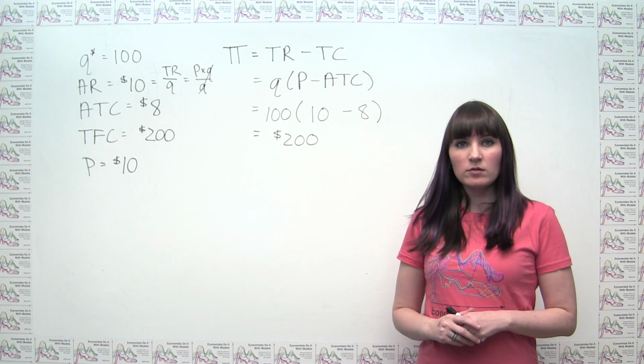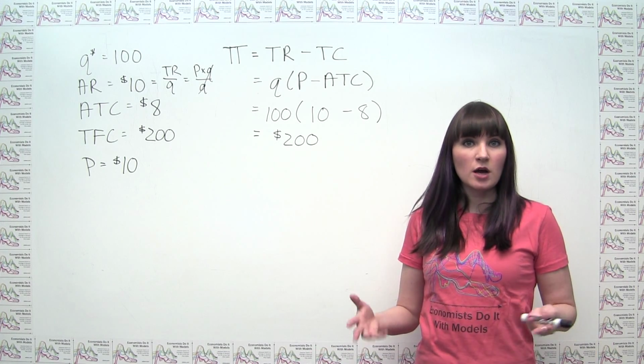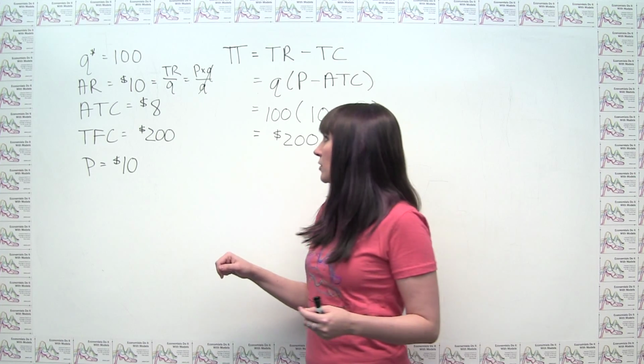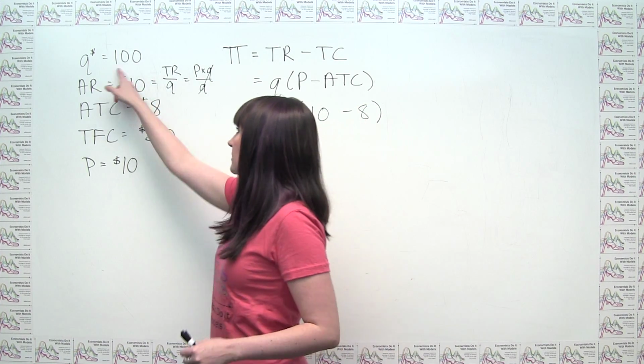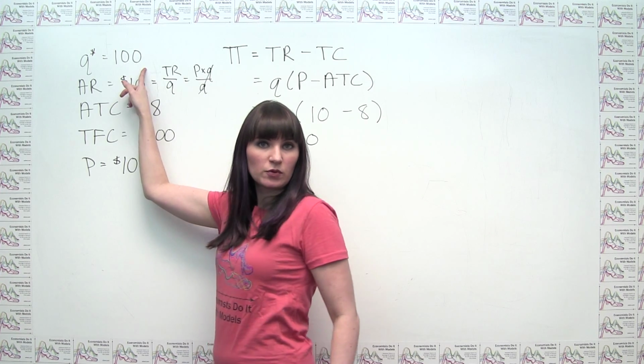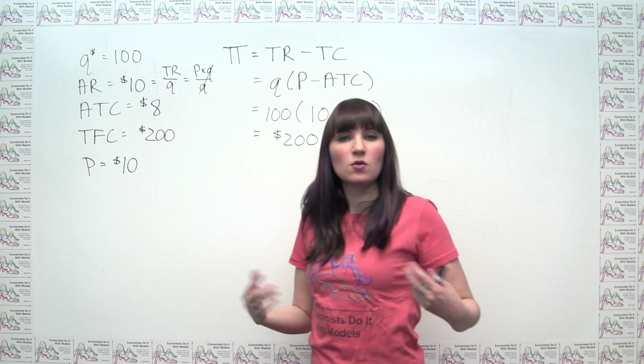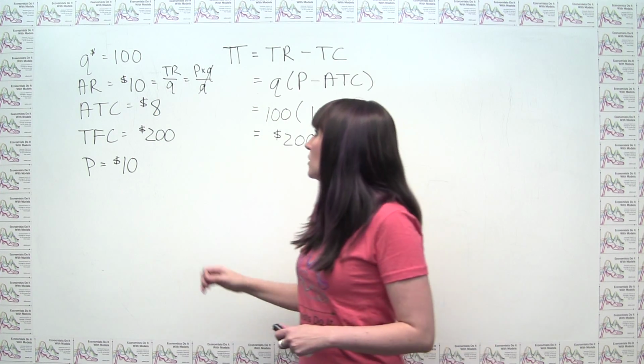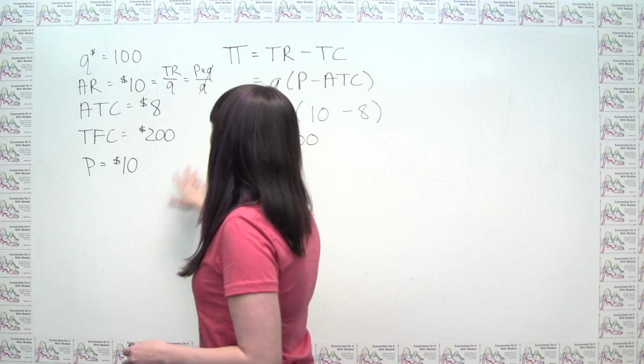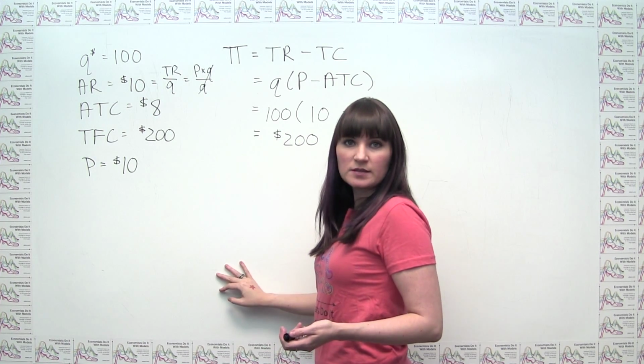The next part of the problem asks for the firm's marginal cost. So what it's really asking for is, what's the marginal cost of this 100th unit that's being produced? Or what is the marginal cost at a quantity of 100?